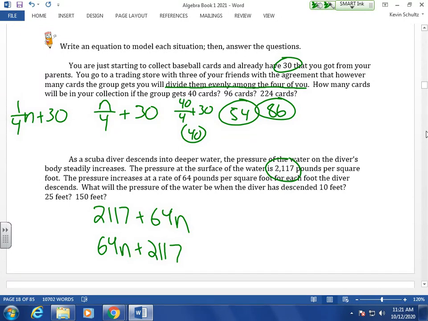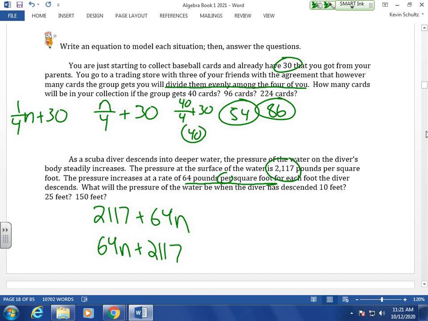2117 plus 64. So you put the variable with the wrong thing, okay? And what you're looking for here is that 64 pounds per square foot. That word per is kind of a connecting word between the coefficient and the variable, okay?